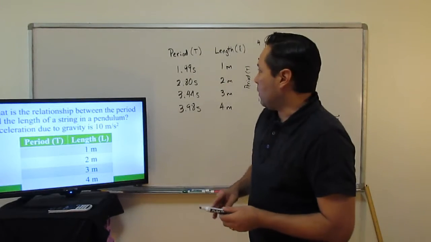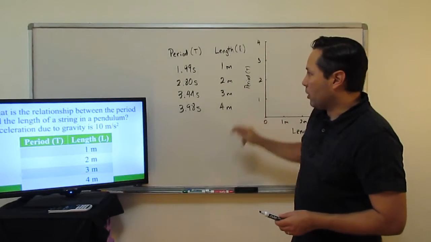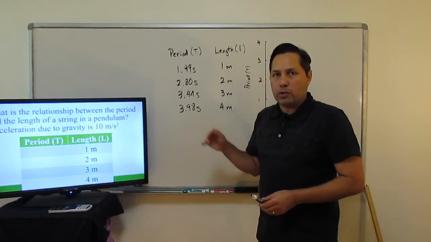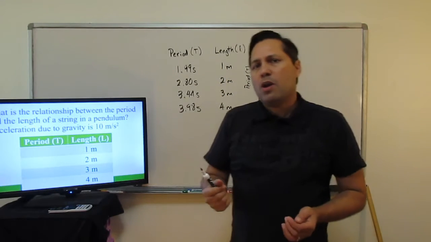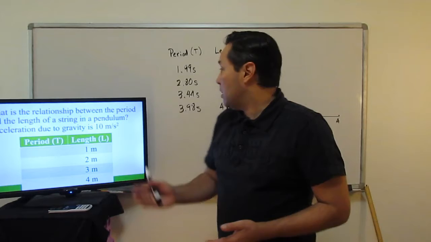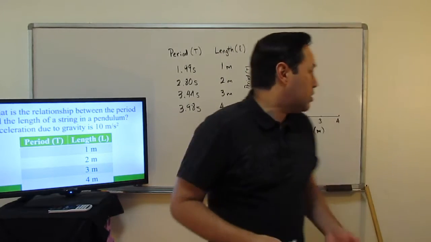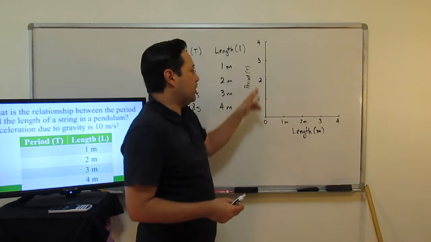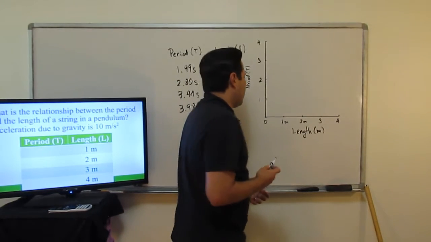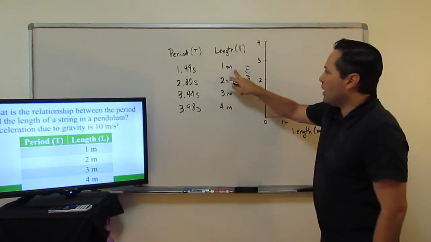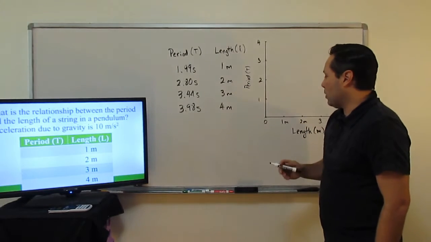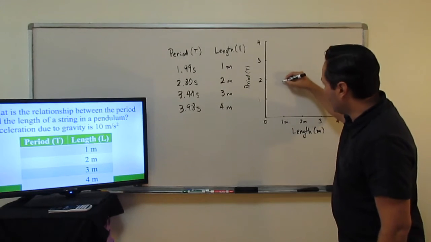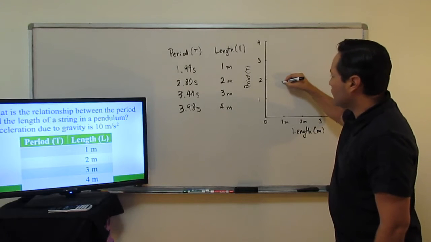So as we look at the data, we can see that as the length gets longer, the period also gets longer, so they're directly proportional. Alright, let's go ahead and take a look at that relationship as a graph. So here we have on the x-axis, we put the length. The period we put on the y-axis. And let's go ahead and graph these values. So a length of 1 meter is going to be 1.99. So 1 meter will be 1.99. That'll be somewhere over here.